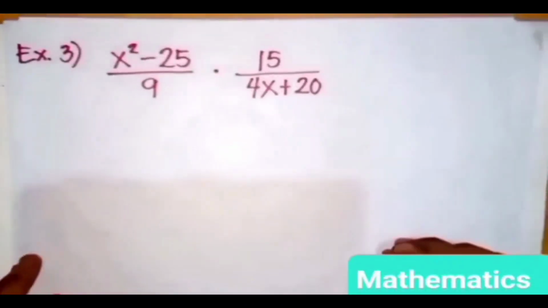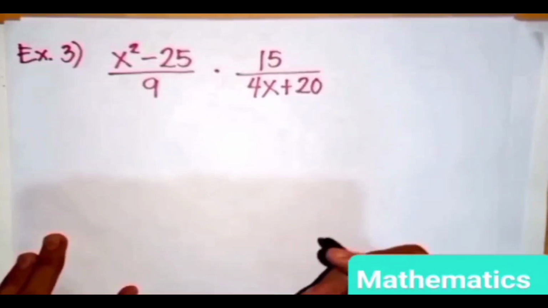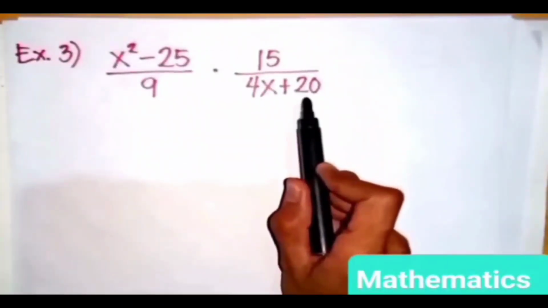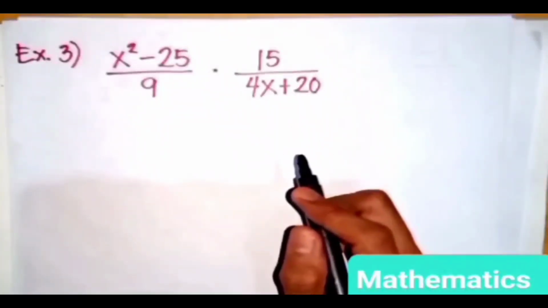Ayun. Let's have example number 3. X squared minus 25 all over 9 times 15 over 4x plus 20. So level up tayo. So hindi na lang monomials lahat ng numerators and denominators natin. Ito ay binomial. Ito rin ay binomial. So dito hindi na pwedeng mag-cancel agad-agad. Ang gawin muna natin is this. Factor muna natin ang mga polynomials na pwedeng i-factor. So magagamit natin dito yung knowledge on factoring polynomials.